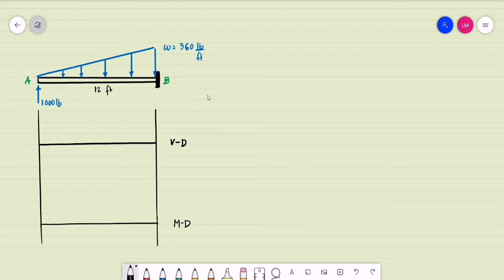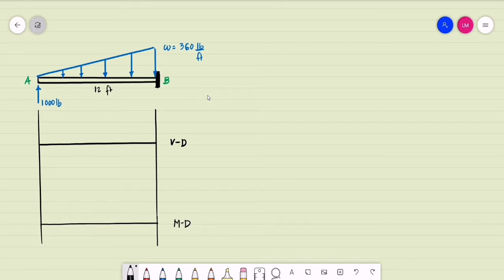Good day. So let's have another example for the shear and moment diagrams for beams. For example, we have this cantilever beam AB with a span of 12 feet. It carries a concentrated load of 1,000 pounds that is upward at point A, and a varying load with a magnitude of 0 at point A to 360 pounds per foot at point B.